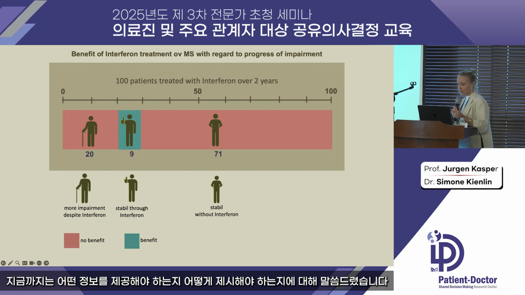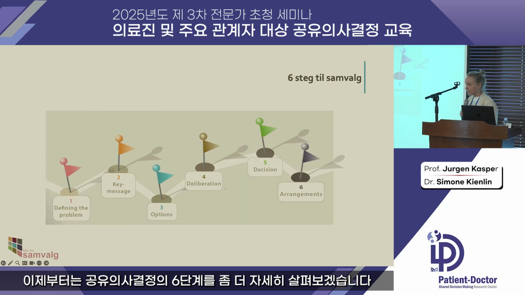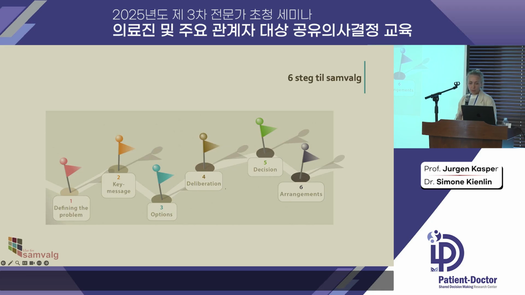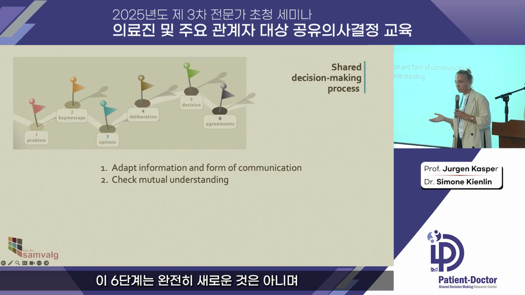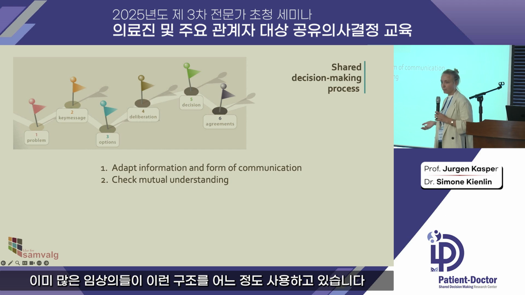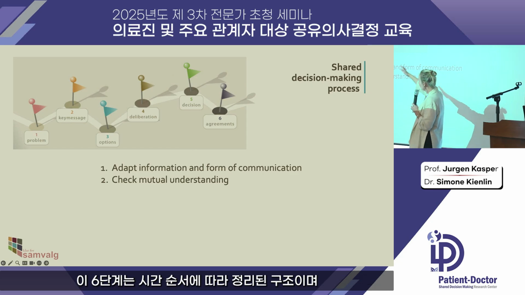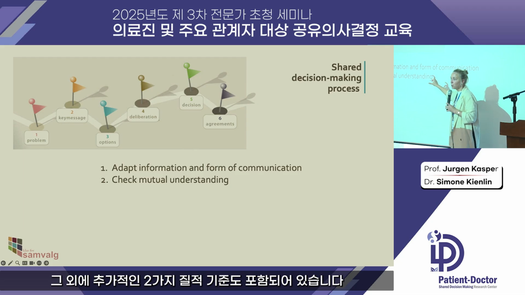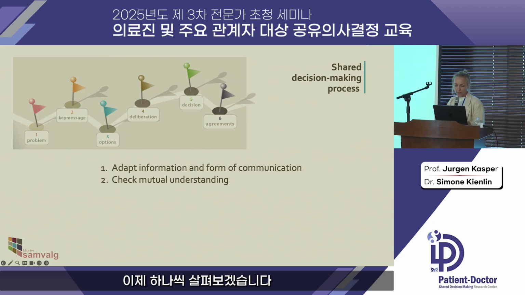So now we have been talking a little bit about information, what is going to be provided, and how we should present it. And now we're going to look more into these 6 steps of shared decision making. These 6 steps, it's not something new. A lot of you and a lot of healthcare professionals already do this type of structure. But as I said, there's always room for improvement, especially on how you present and when you present information. So these are chronological. And then we have these 2 additional quality criteria. So I will now go a little bit more through this.